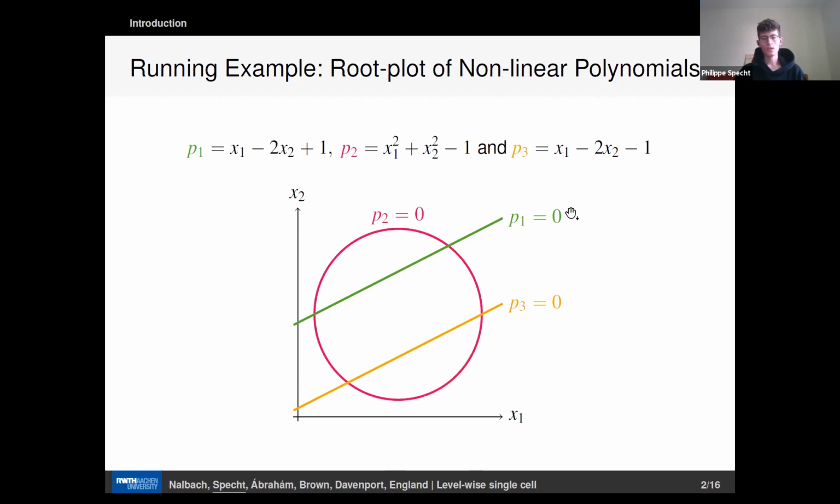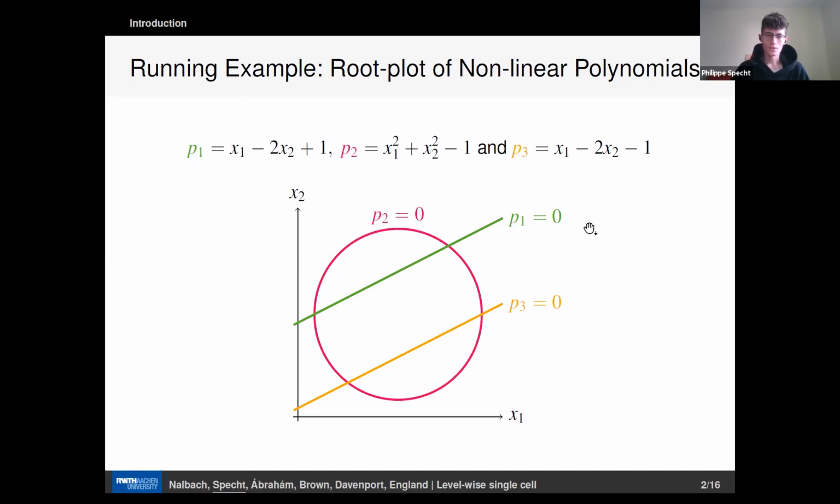So what I have down here is the root plot of these polynomials. It can be interpreted as follows. If I were to insert any of the points on this line into P2, it would evaluate to 0. In any other case, it would evaluate to something non-zero.